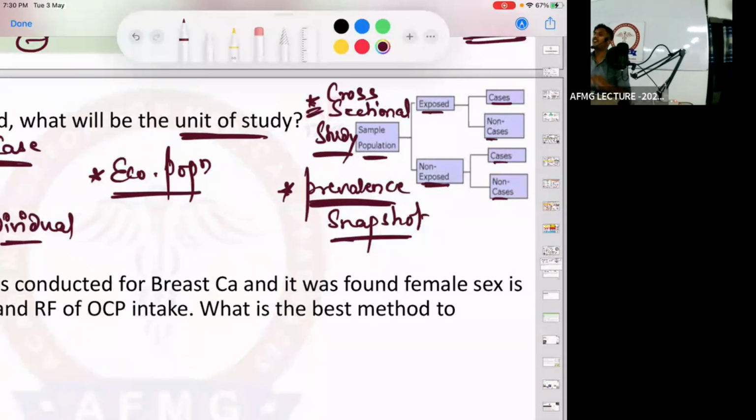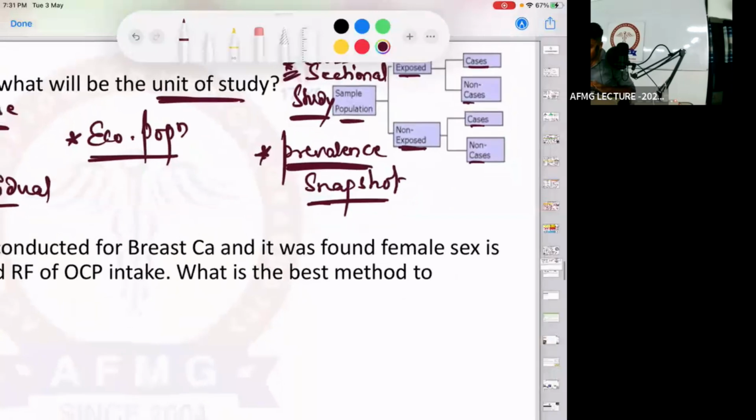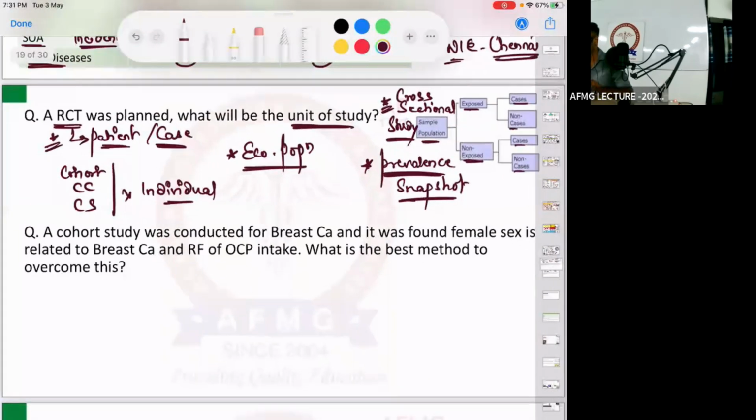No issues with this. If arrows are not seen, if arrows were in forward direction, I would have said it is a cohort study. If arrows were there in backward direction, I would have said it is a case control study. But no arrows, it is a cross-sectional snapshot or a prevalence study. Okay, no issues with this. So which parameter is calculated in cross-sectional? Prevalence. Incidence is calculated in cohort. No issues with this? I hope so. Okay. And ecological study would be something like nutritional surveys which are conducted.